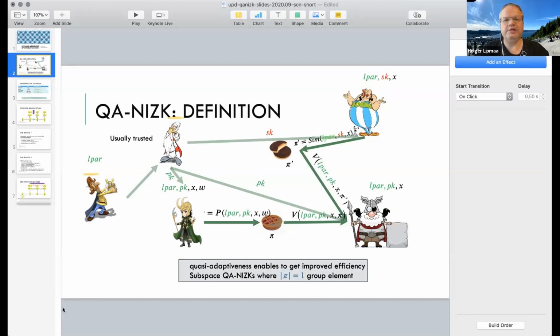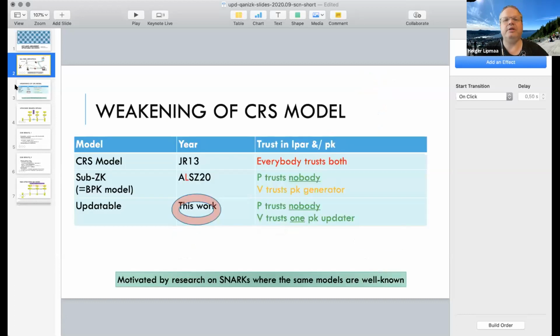Anyways, I already explained that something like a CRS or public key is needed, but the question is, can you do it with a smaller trust? Usually in the CRS model, it is assumed that the public key has been generated by a completely trusted third party. The first K-NISC was proposed in 2013 by Chotla and Roy. In their case, everybody has to trust both the party who generates LPAR and the party who generates the public key.